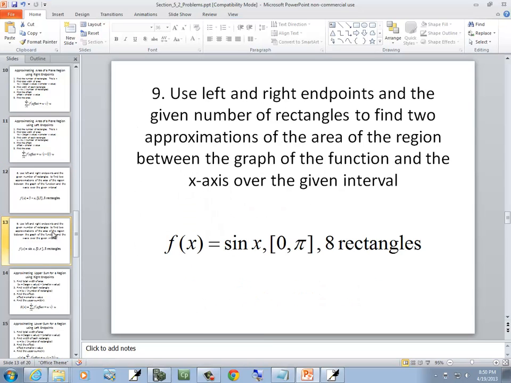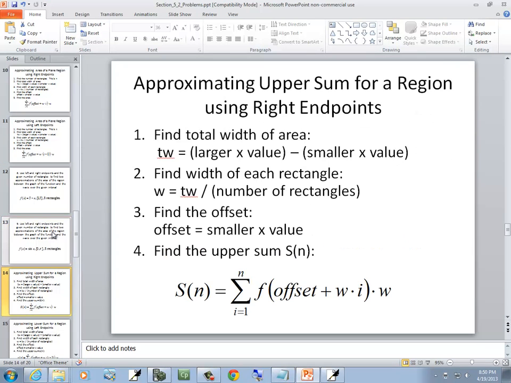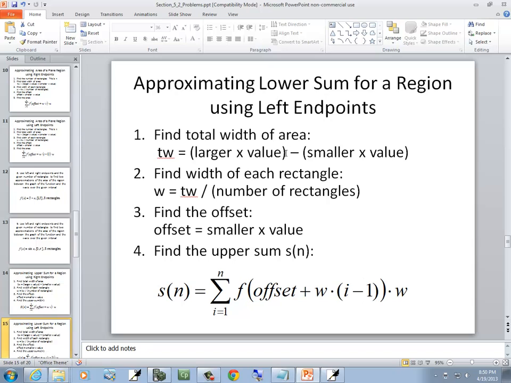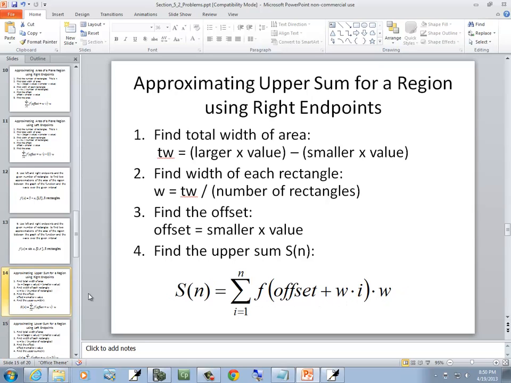Let's see, that was number 9. So let's come down to here. Now these are very closely related. This is approximating the upper sum for a region using the right endpoints, and approximating the lower sum for a region using the left endpoints. And you'll find that the formula is exactly the same as what we're doing. They just got a little bit of different notation, and specifically we're talking about the sums. Adding rectangles below and above, and so forth.